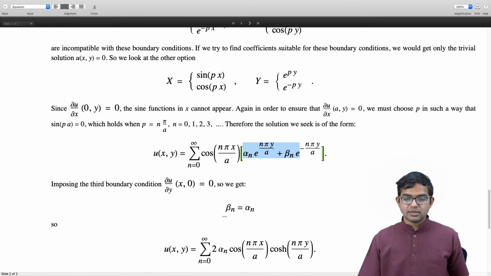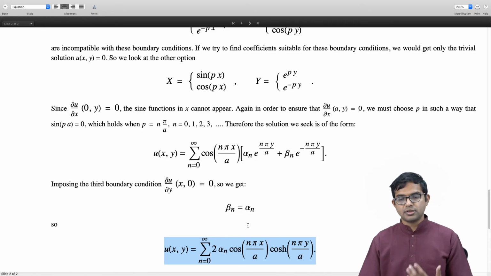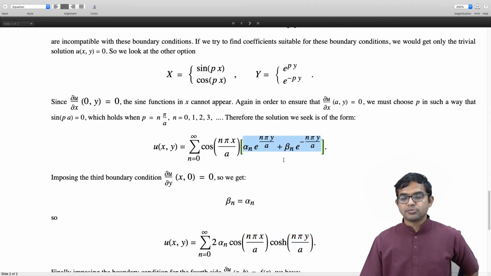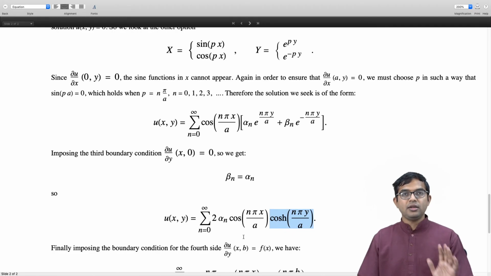So we have this simple form for our solution. It still needs to be completed because we have to put in the other boundary condition. But here I have managed to multiply and divide by 2 and then rewrite this sum of these exponentials, and then I have a divided by 2. I can rewrite it as hyperbolic cosine of n pi y by a. So I have 2 times alpha n times cosine of n pi x by a times hyperbolic cosine of n pi y by a. Finally, we have this boundary condition for the fourth side, which is dou u by dou y of x comma b is equal to f of x.